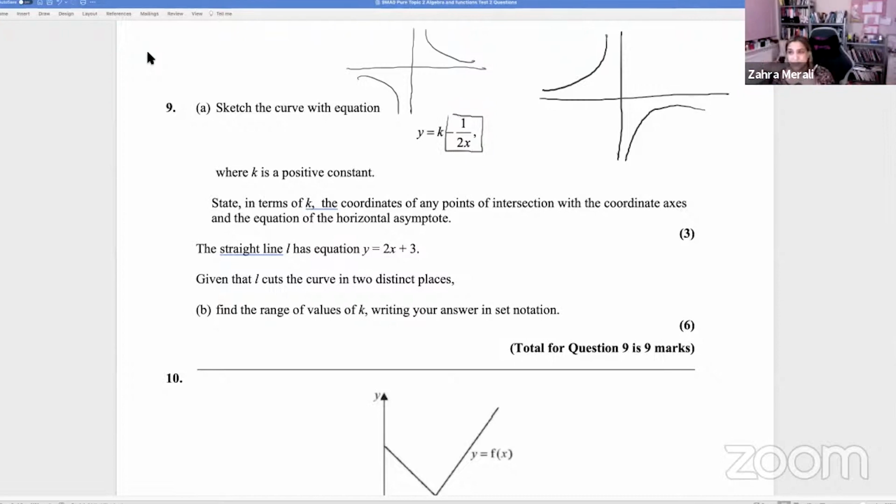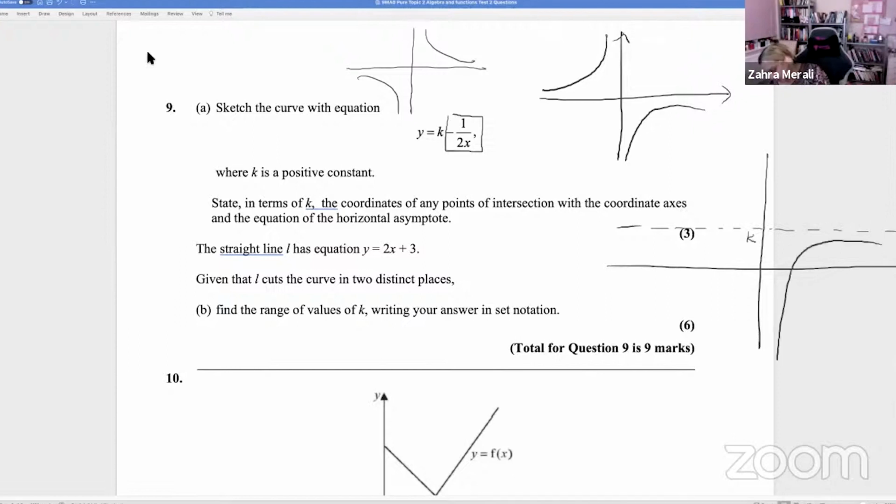But then it's moved up by k. So instead of the y asymptote being y equals 0, the y asymptote now is going to be y equals k. And it's going to move up like that. So we've got a horizontal asymptote where y equals k, and it wants you to find this coordinate here where it cuts the axes.